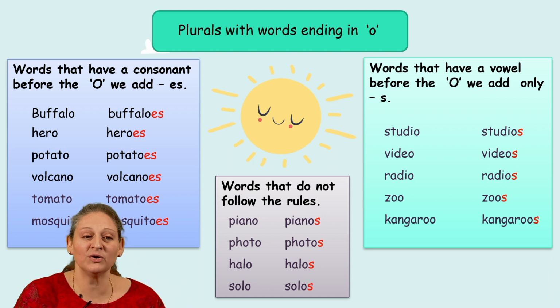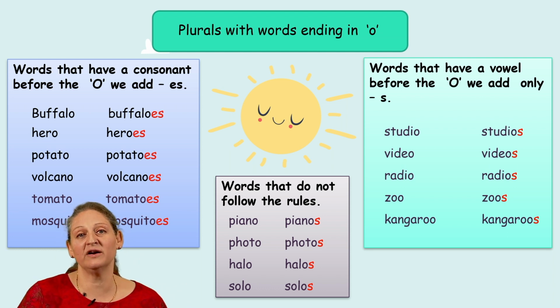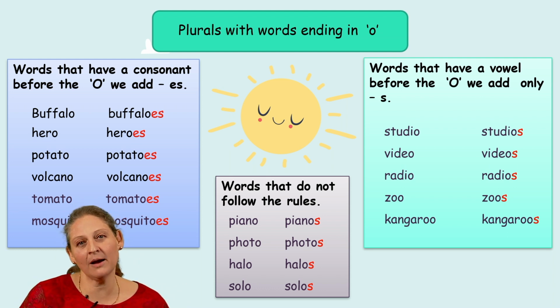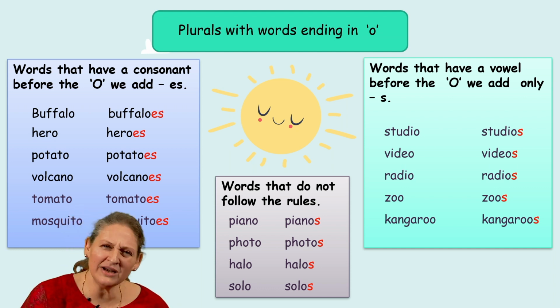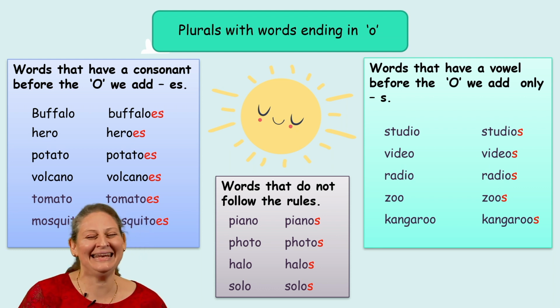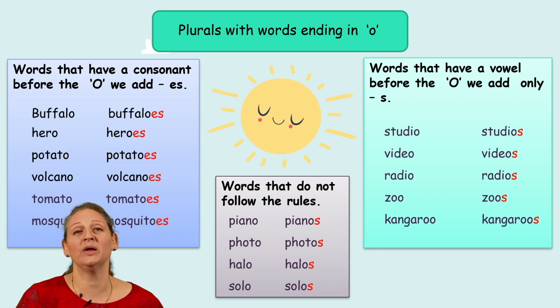Potatoes. Next word, volcano. What comes before the O in volcano? N. N is a consonant. Very good. So we have to write S or ES? ES, very good. So we write volcanoes.